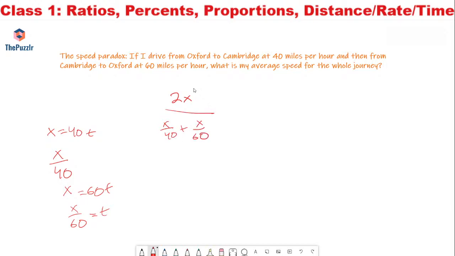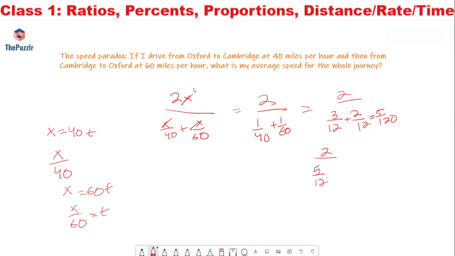Notice I'm not including units anywhere. We know that we're only talking about miles and hours, so it doesn't really matter. And once again, the value of x cancels out. We're left with 2 over (1 over 40 plus 1 over 60). Well, 40 and 60 are both factors of 120, right? So we can get common denominators. We get 3 over 120 plus 2 over 120, which is 5 over 120. So our fraction is 2 over (5 over 120).